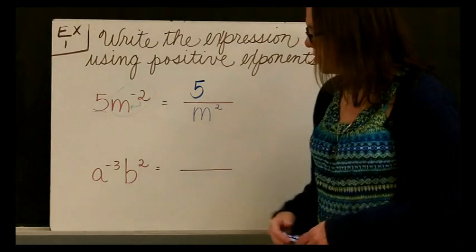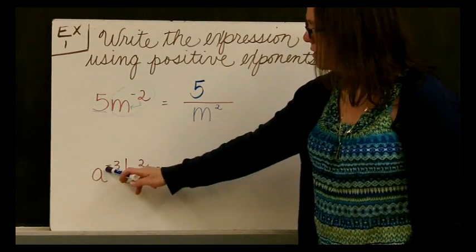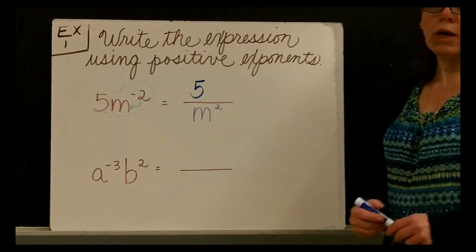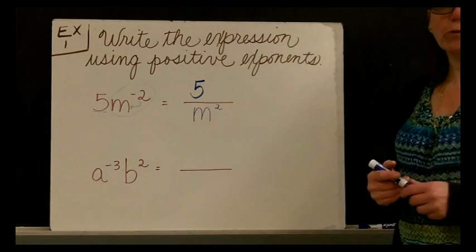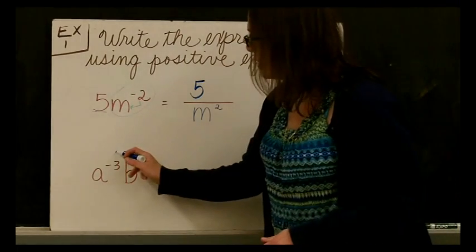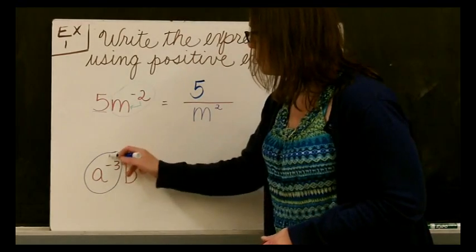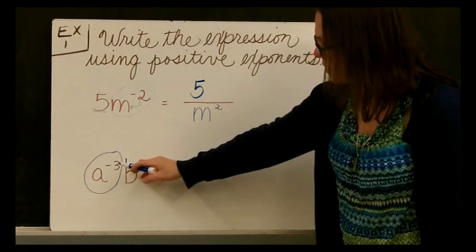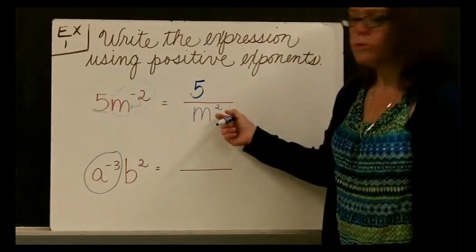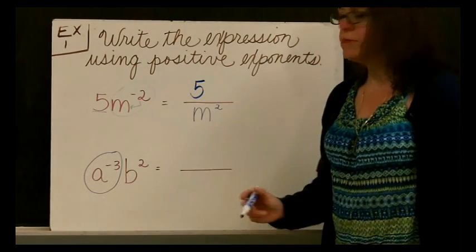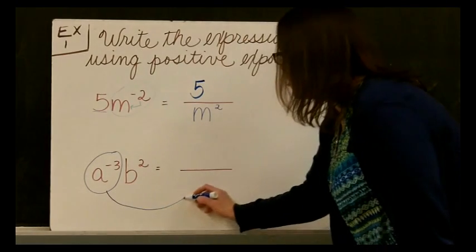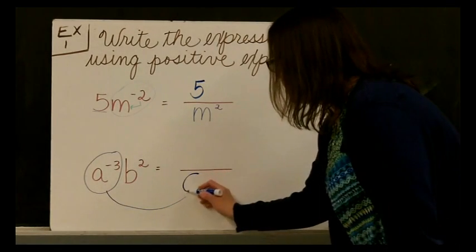Let's practice that with this example. Here we have a to the negative third power, b to the positive 2. Because we like to work left to right, we'll start with the a to the negative third. And we're going to do to the a to the negative third exactly what we did up here with m to the negative second. This gets moved to the denominator of a fraction.